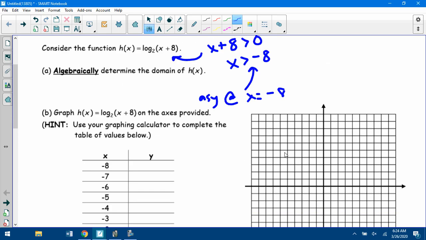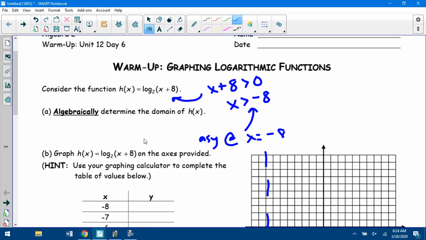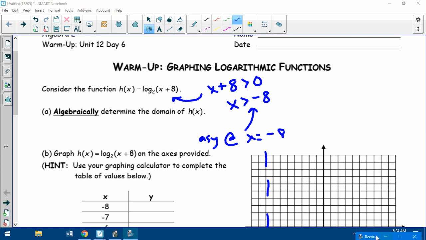Don't forget, I need to see that on your graph. You have to draw in the asymptote. And then just pick nice numbers. Look at your table when you plug it into your calculator. Pick nice numbers to graph the rest of it. Okay? Let's see how we're doing.